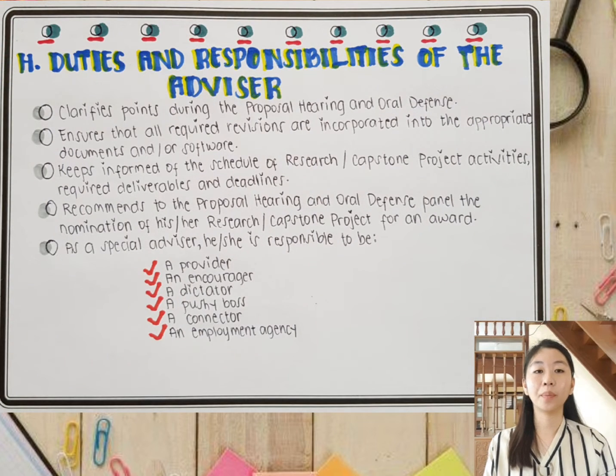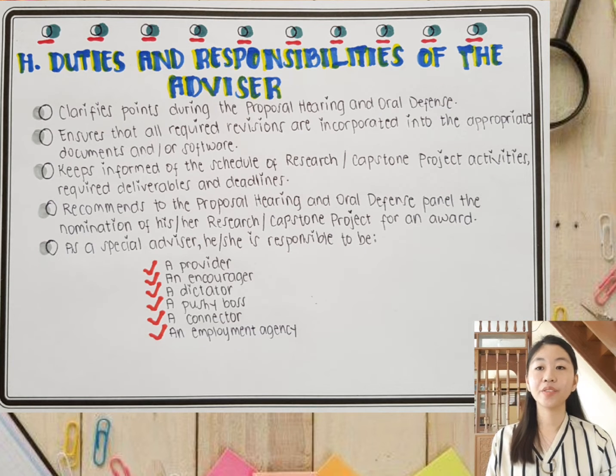Clarifies points during the proposal hearing and oral defense. Ensures that all required revisions are incorporated into the appropriate documents and/or software. Keeps informed of the schedule of research or capstone project activities, required deliverables and deadlines. Recommends to the proposal hearing and oral defense panel the nomination of his or her research or capstone project for an award. As a special advisor, he or she is responsible to be a provider, an encourager, a dictator, a pushy boss, a connector, and an employment agency.